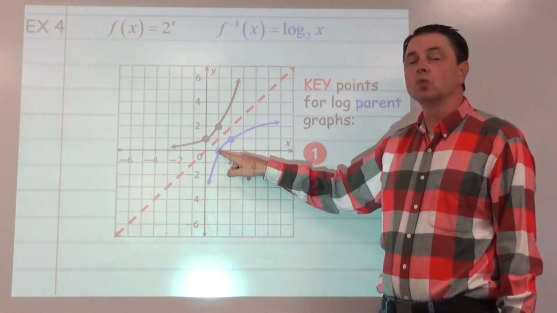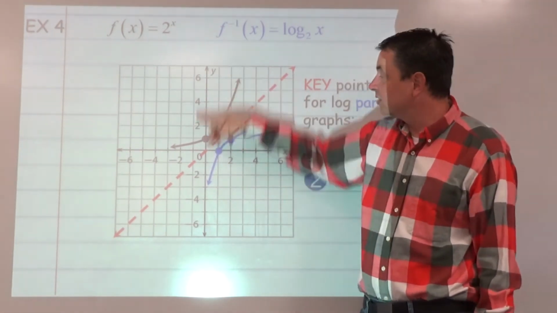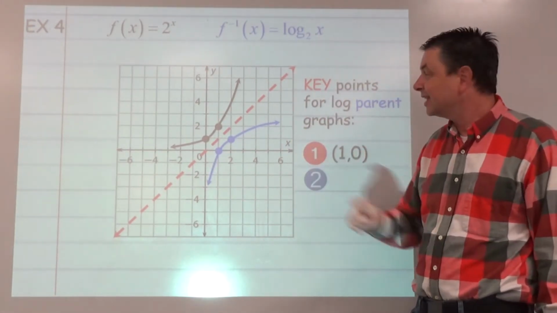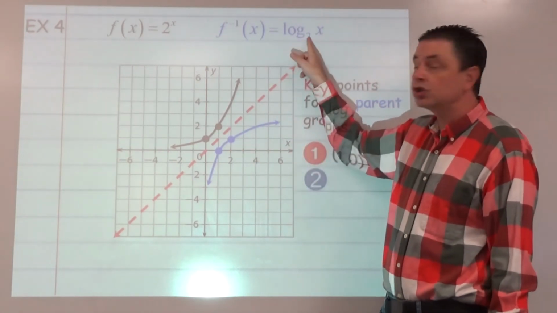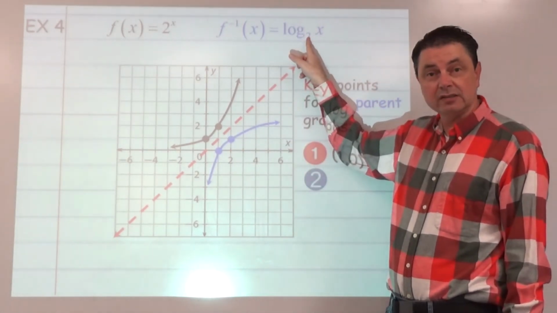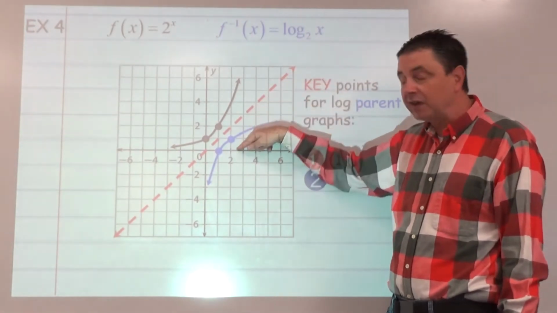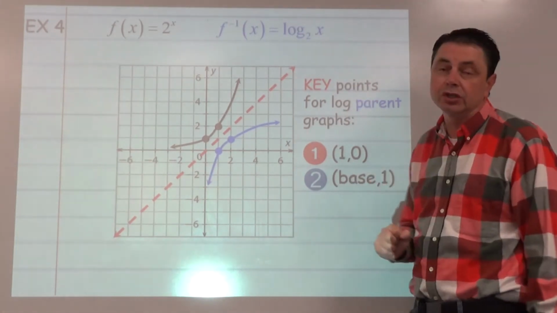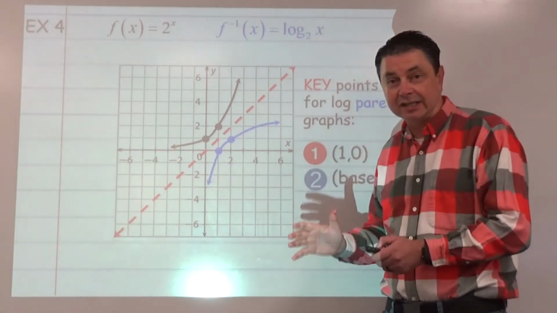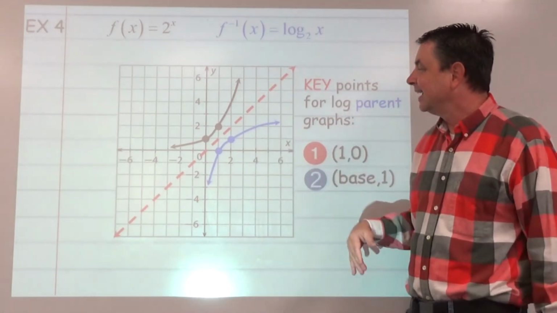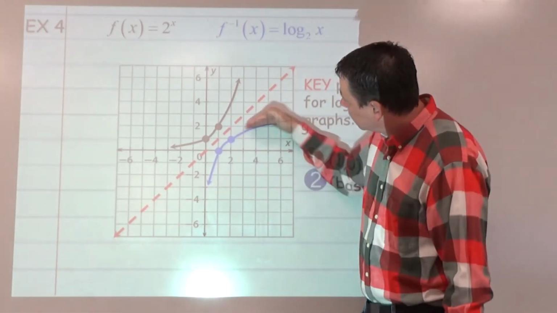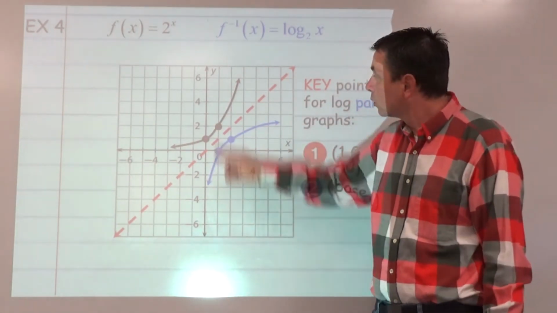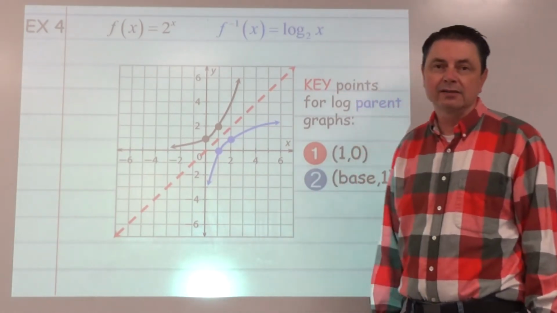But the first one is 1, 0. Because our exponentials always had 0, 1, switch that around, 1, 0. The second one here was 2, 1, but it's 2 because 2 is the base. If the base was 5, it would be 5, 1. It's always going to be the second point for our log parent function: base, 1. Whatever the base is, that, 1. And then you can see that we're bending, getting very, very close to, what are we getting close to? Getting close to the y-axis.